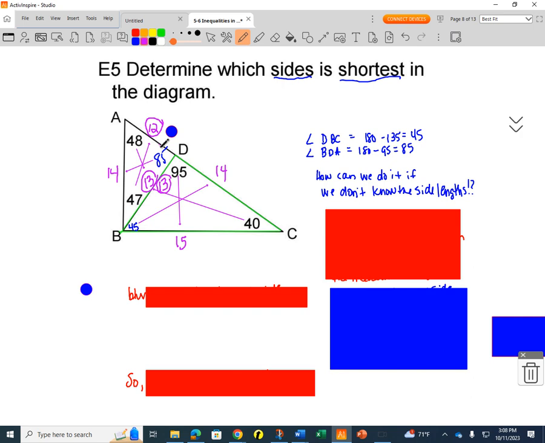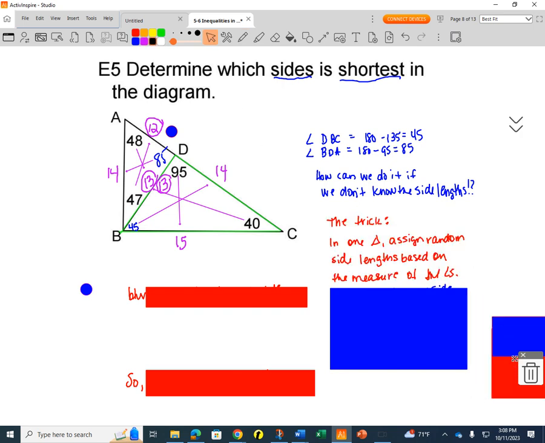Alright, so here's the trick in words. In one triangle, assign random side lengths based on the measure of the angles. So here we had to start with one random number. I would always use 15. Always start with 15. You don't have to technically, but I would always start with 15, 25, something like that. So 15 was what we started with, and then we put in side length 14 and side length 13 based on the smaller angles.